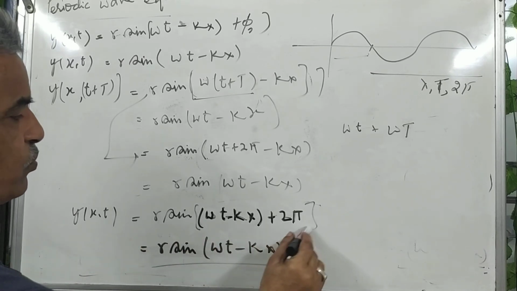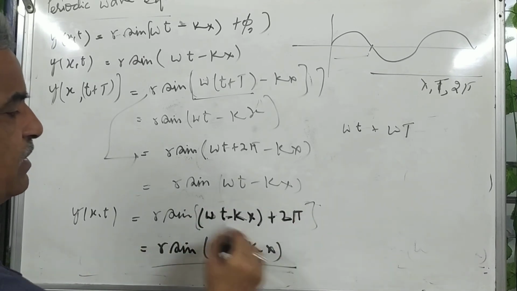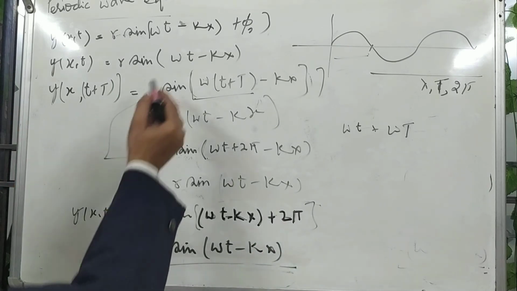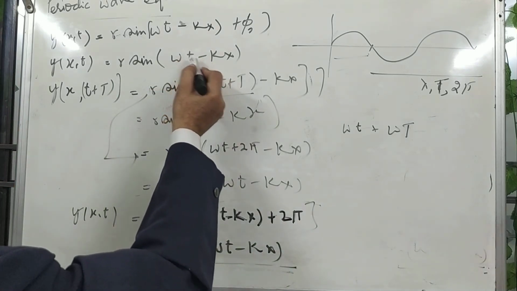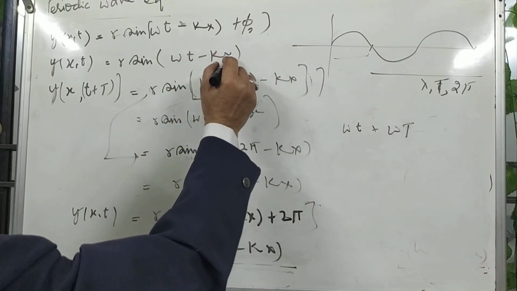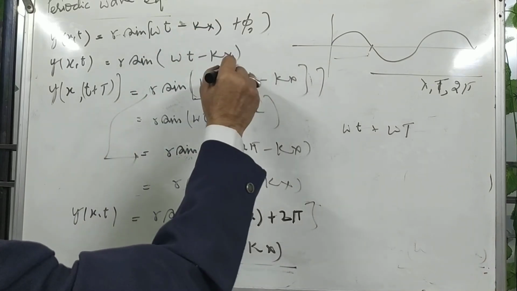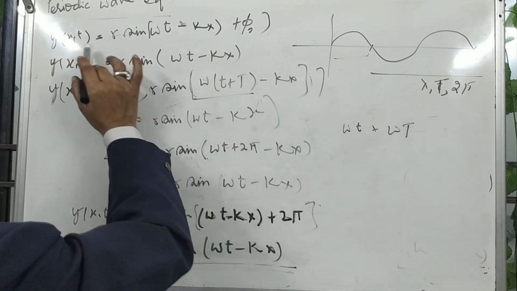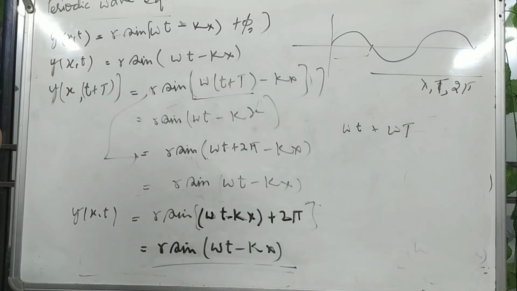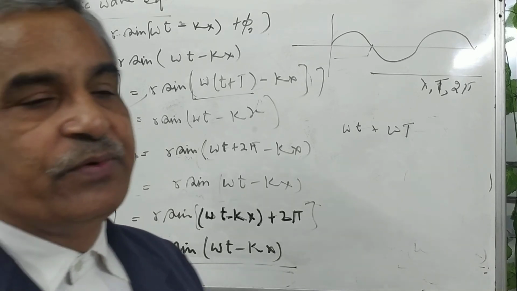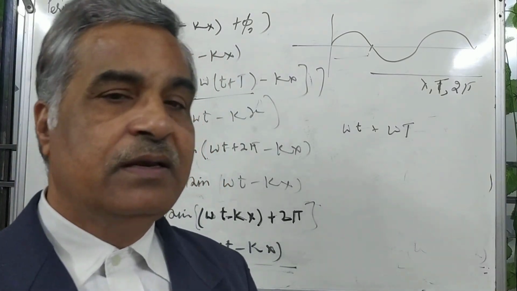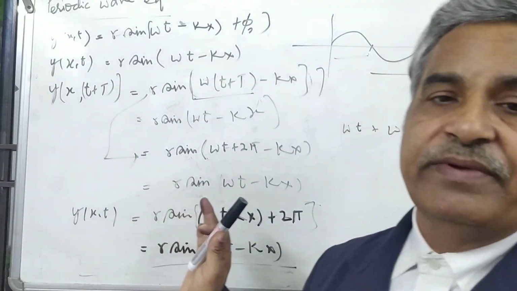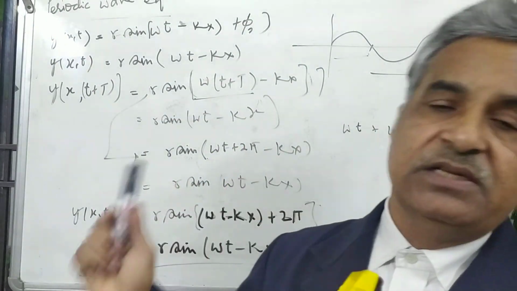In this I put the total angle plus 2 pi, and get the same result. In this, in place of time t, I write t plus capital T, or in place of x I write x plus lambda. So on simplification, you will find this same result. This is over. Okay, best of luck. You are not to do any rectification, only transformation.